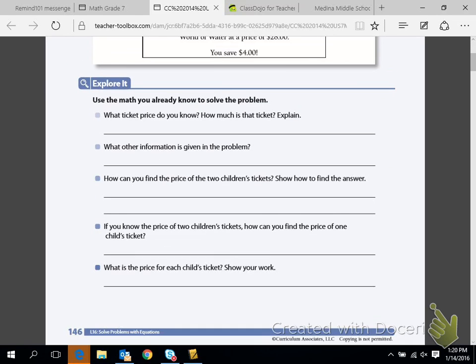We want to explore this problem. It first says in our first bullet, what ticket price do you know and how much is that ticket? We know that the price of an adult ticket is $28. And we know that because it says it on the coupon. In this case, our $4 tells us that originally our price would have been $32, but since we're saving $4, our coupon price today is $28. So the $4 is really extra information.